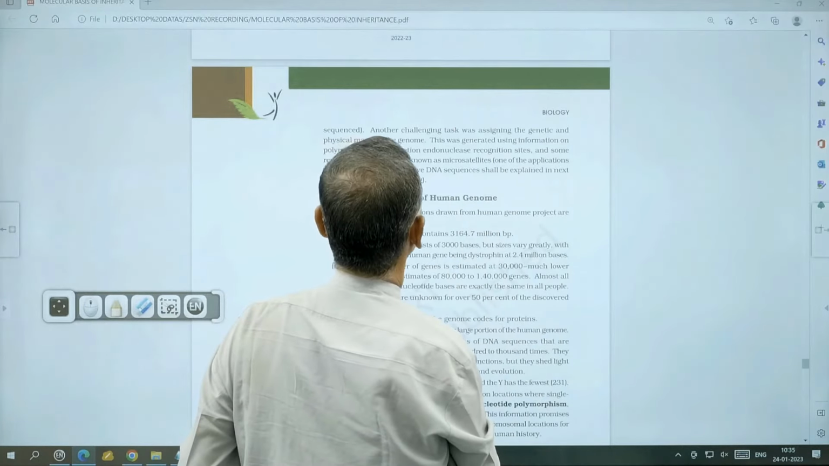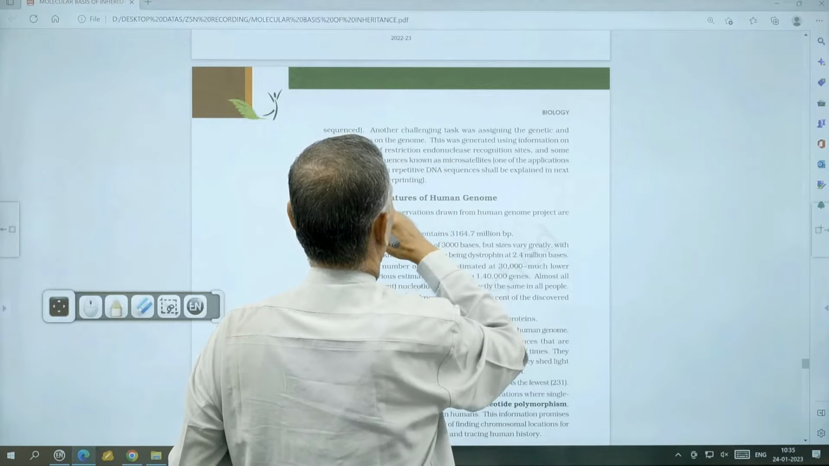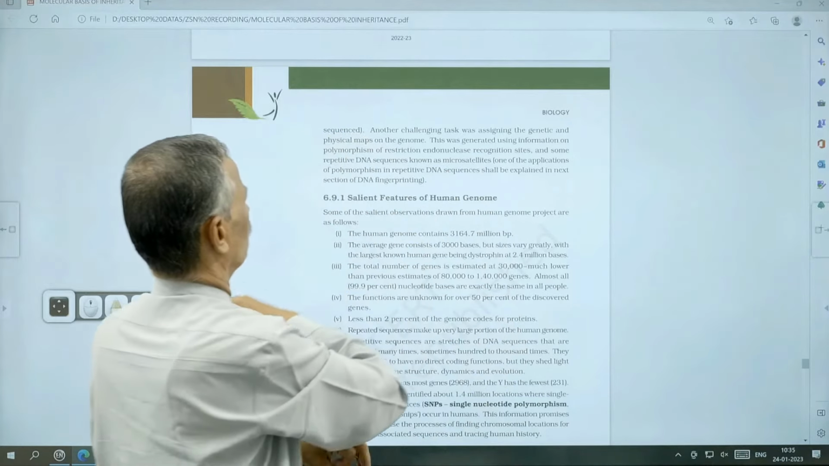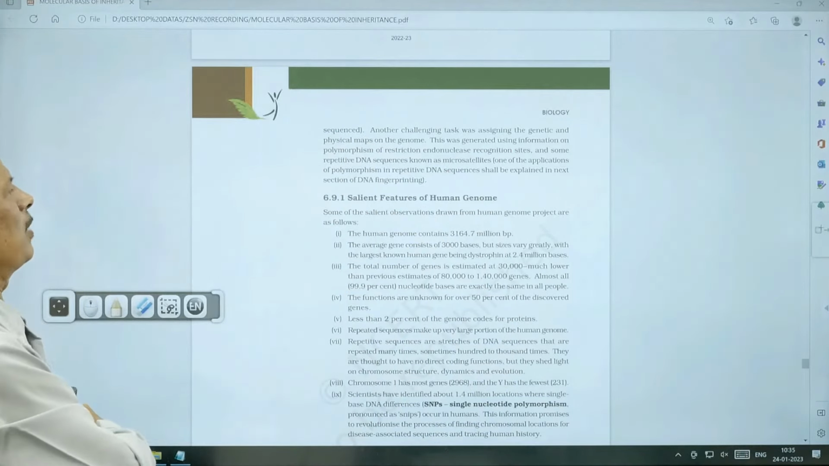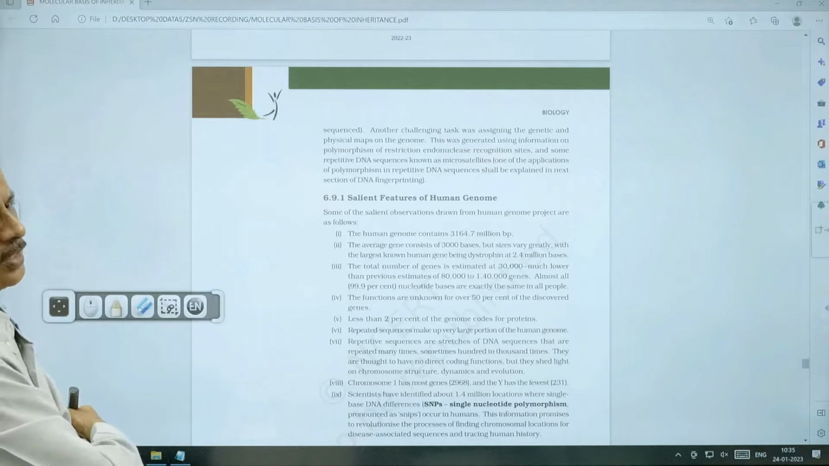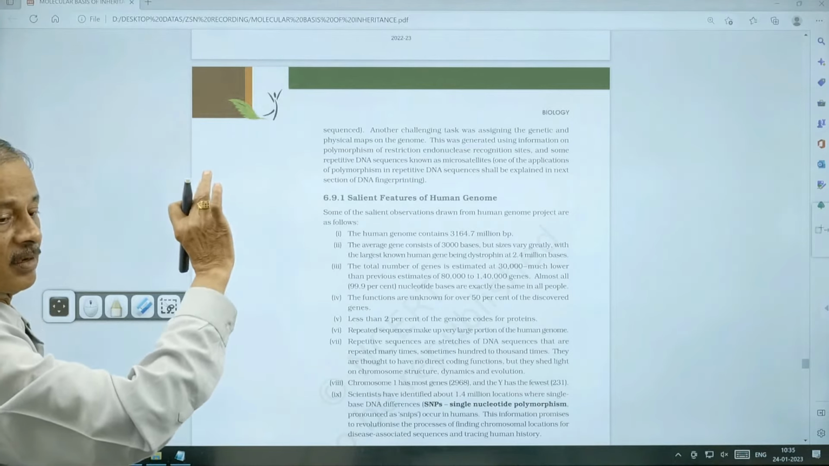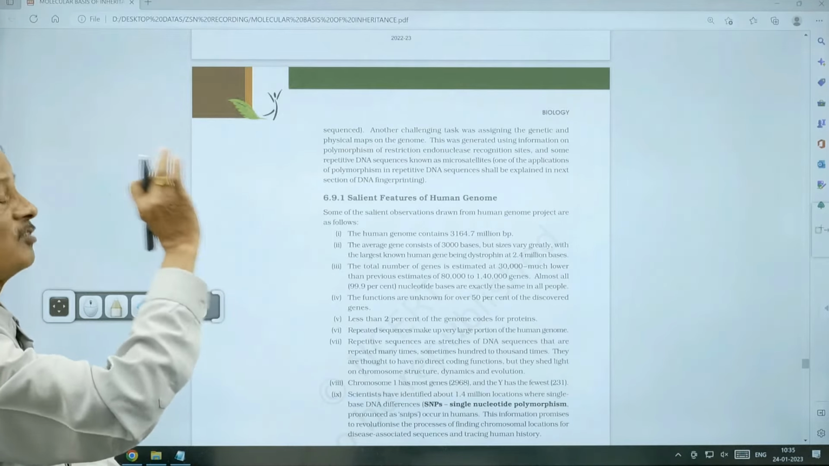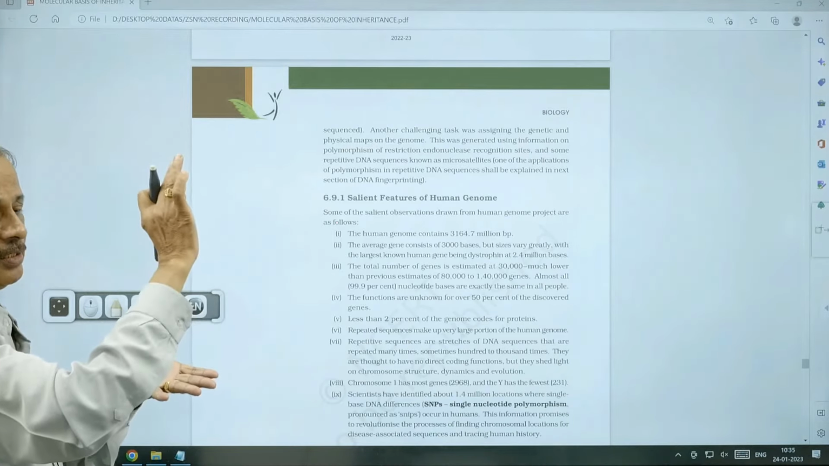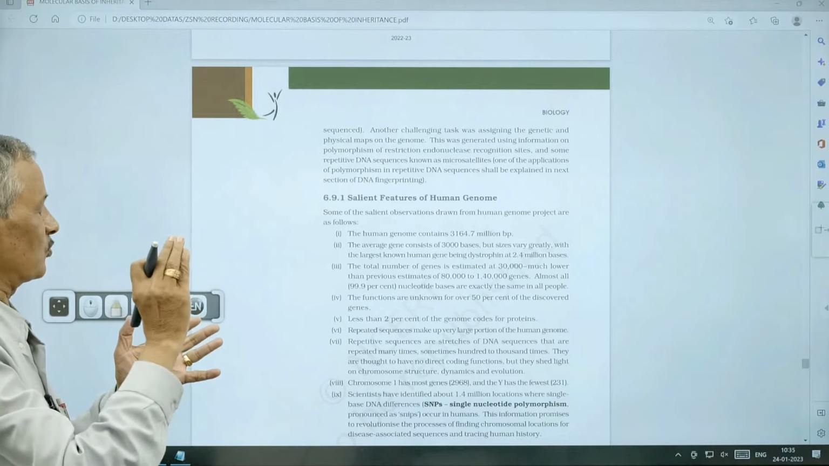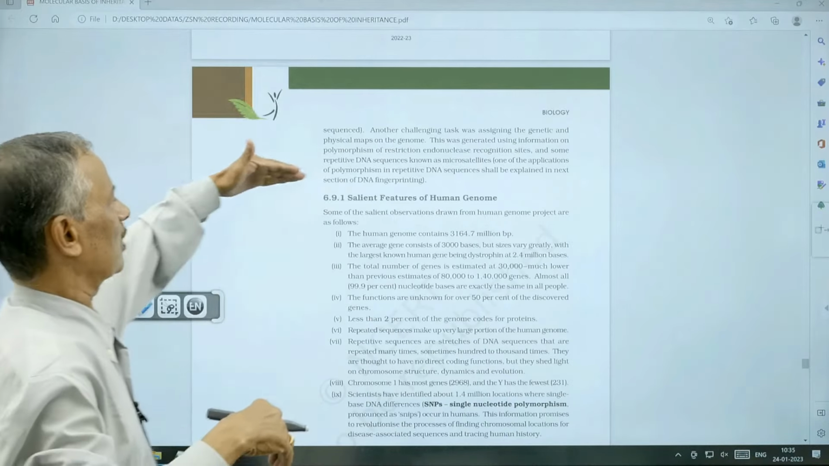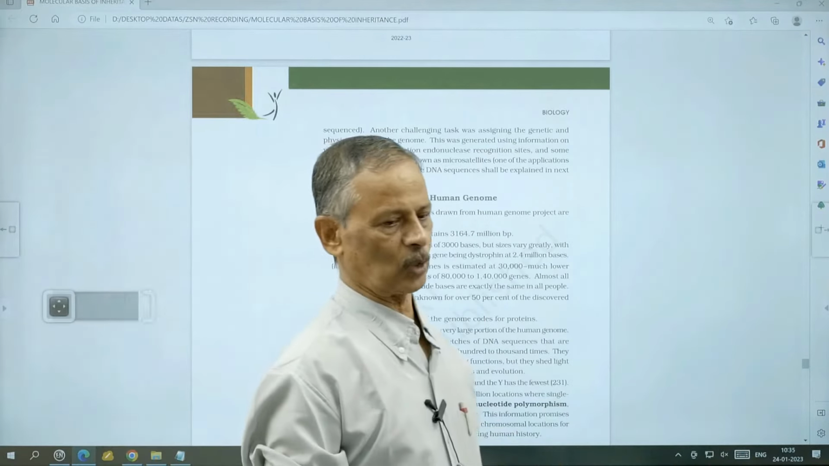Microsatellite and restriction endonuclease recognition polymorphism. So based upon these properties, we will be mapping correctly the position of a particular gene, its size, where it is situated, etc. Thus, we completed the Human Genome Project.